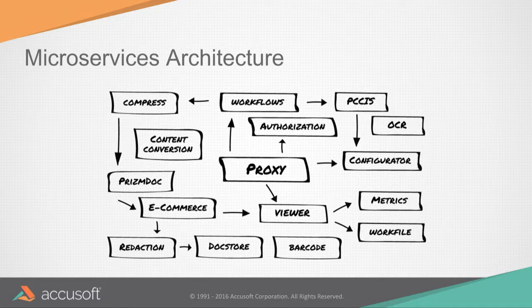There's several advantages to using a microservices architecture. First of all, it improves fault isolation. If we're having an issue with our compression service and you're using our viewing services, your application will not be affected. With a monolithic application, it's very likely the entire application goes down.